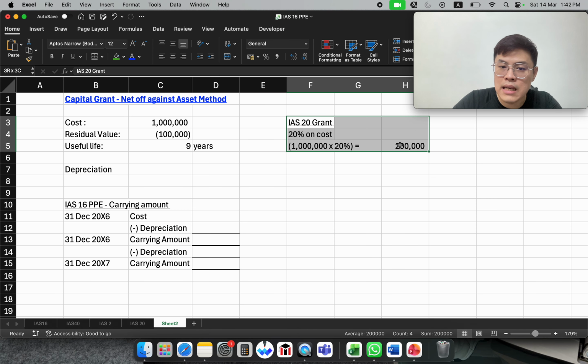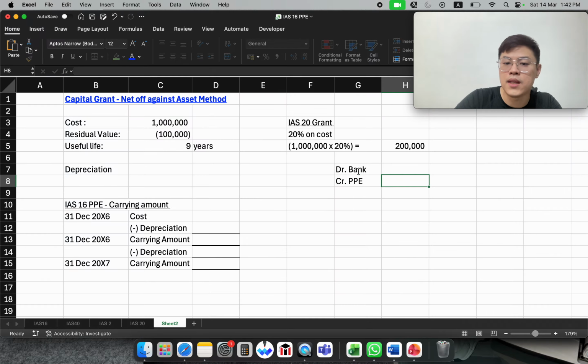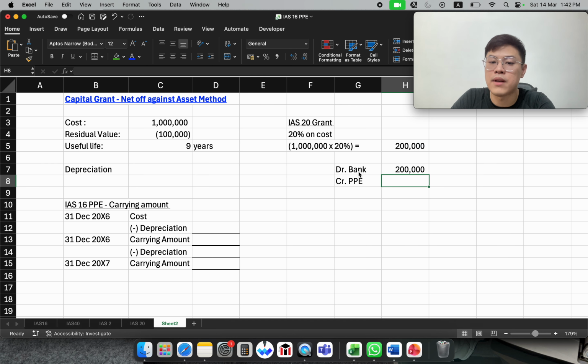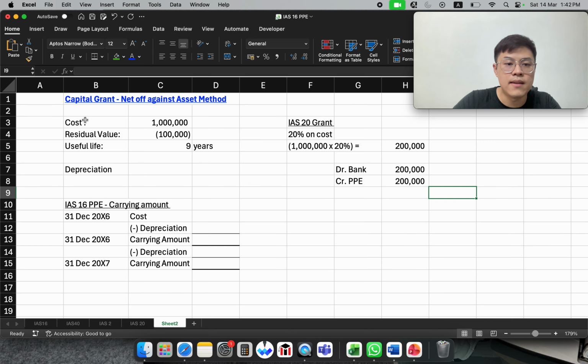But when we receive the grant, how are we going to treat this? According to the net off against asset method, we treat this benefit like a discount, deducted from the cost of the asset. This happens by debiting bank 200k and crediting PPE 200k. It is treated like a discount or rebate on the PPE. Therefore, when we calculate our cost, we need to minus the grant first.